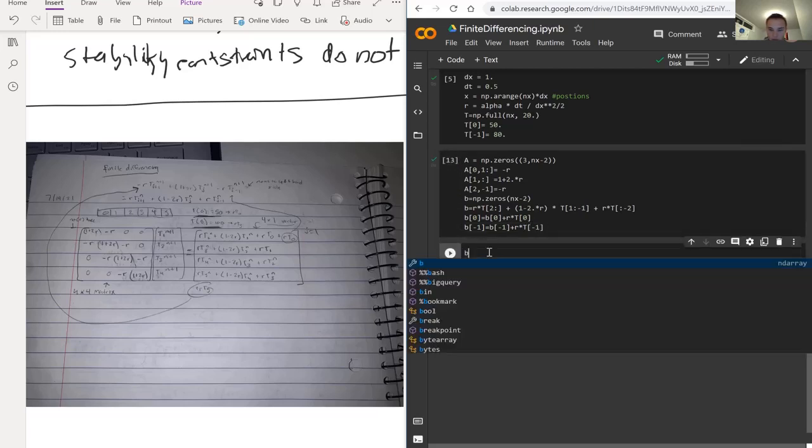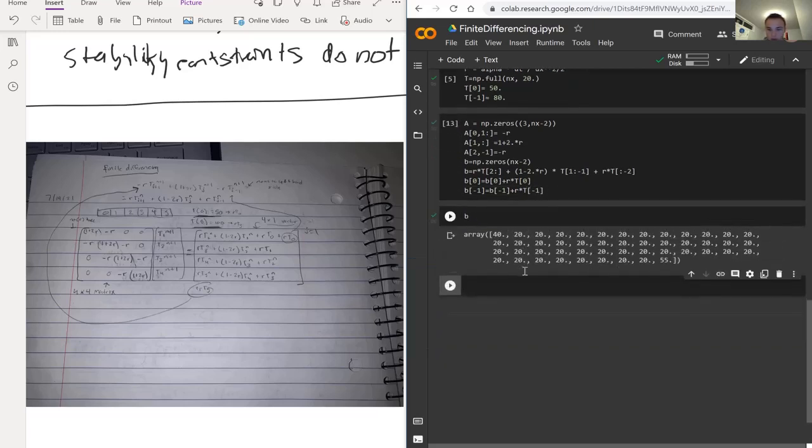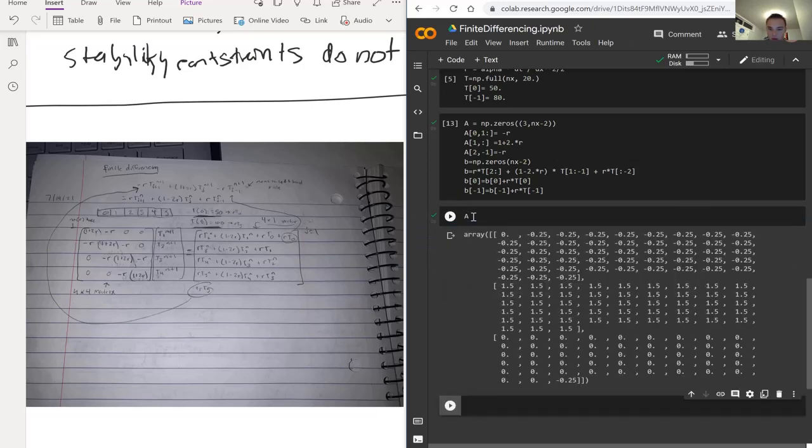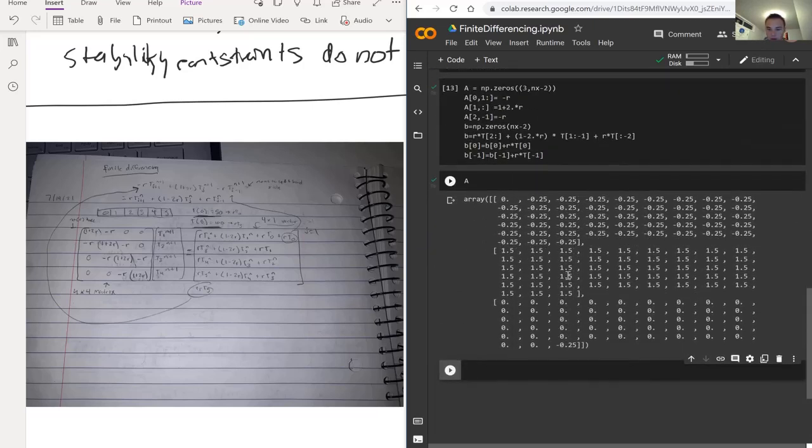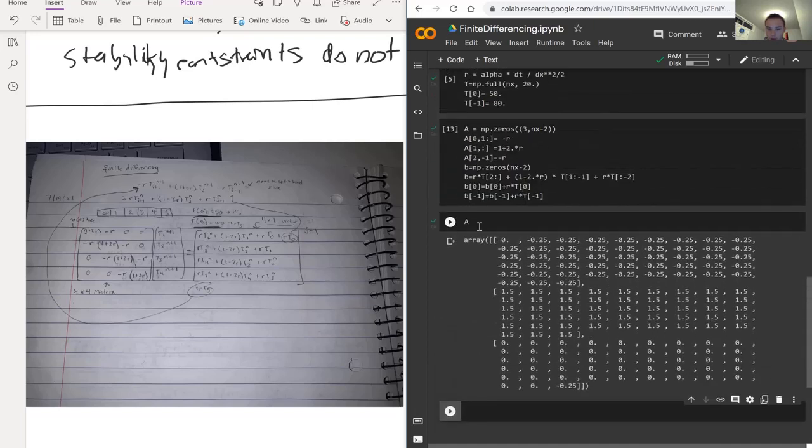So we can go off and check our B vectors. Okay, so we can see here that we have a 40 in the front, and we see how these first and last two changed. And we can also check our A to see, and we have these all separated into the diagonals in our A matrix.